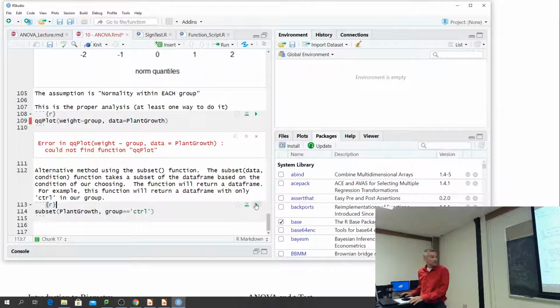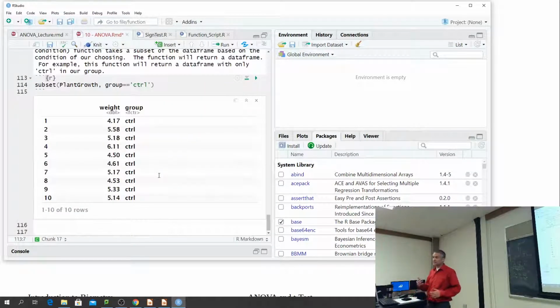So when I run this, R returns a data frame. All right? It returns a data frame that has the same columns, same variables, as the original, has the weight and the group variable. But you'll notice that we only have 10 items. The 10 items that were returned were only the ones that corresponded to the CTRL level, the control level. All right? So once we have the subset, then what we can do is pass it on to our QQ plot. Right? So the subset returns a data frame.